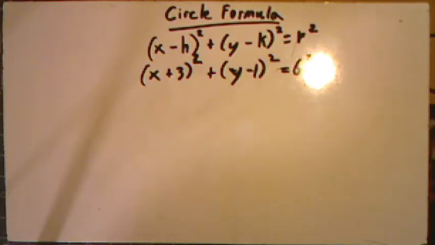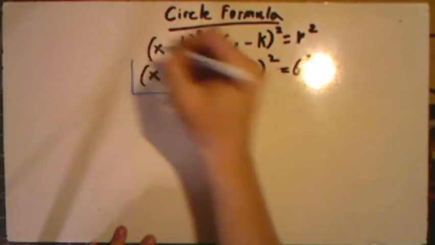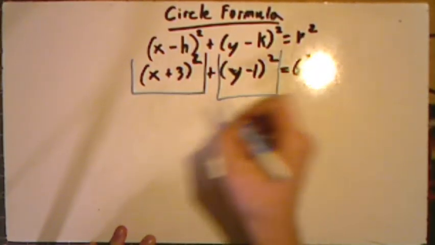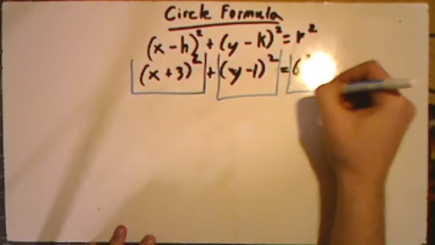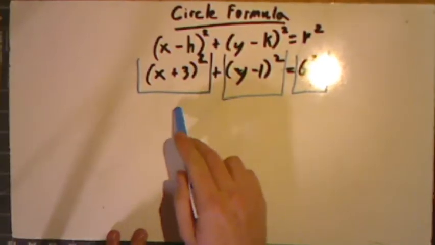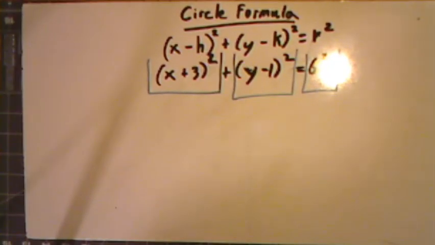Now we're going to split this up into 3 different sections. So we're going to split it up into x plus 3, into the y minus 1, both of them being squared, and the 6 squared, as to the left of the addition, to the right of the addition, and what it's equal to. And we're going to work with each of these separate.